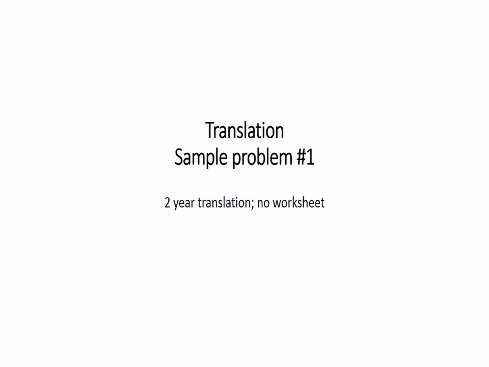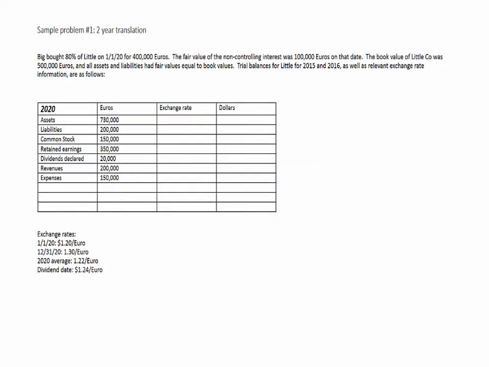Okay, let's go ahead and go through the solution to that first 2-year sample translation problem. Again, we have the big company bought 80% of little company on January 1st, 2020 for 400,000 euros. The fair value of the non-controlling interest was 100,000 euros on that date. The book value of the company was 500,000 euros, and all assets and liabilities had fair values equal to book value, so there's no differential here. We have a trial balance as indicated and the relevant exchange rates below.